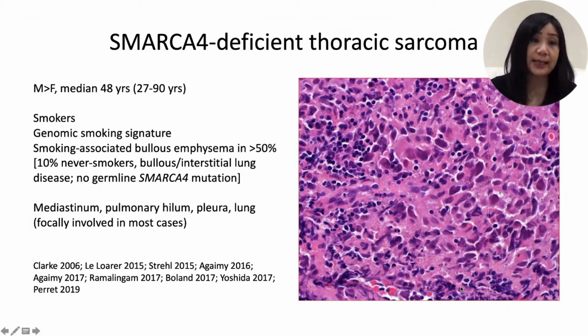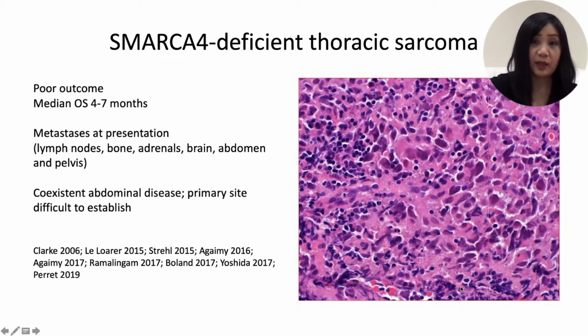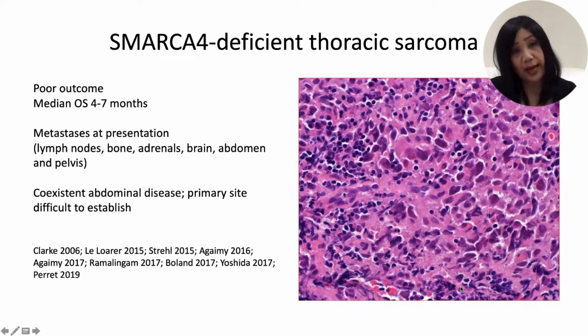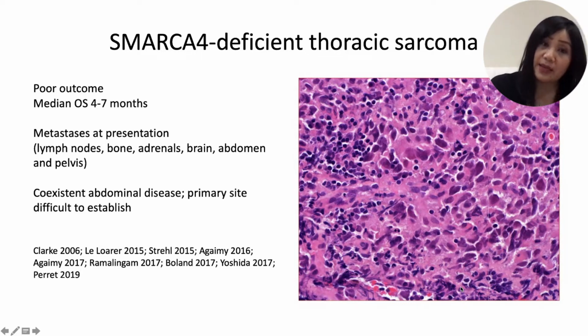These occur within the thorax, in the mediastinum, pulmonary hilum, pleura, and the lung is at least focally involved in most cases. These have a universally poor outcome, with a mean overall survival of between 4 to 7 months after diagnosis, and frequently these patients have metastases at presentation, including to lymph nodes, adrenals, brain, and sometimes these can also metastasize to the abdomen and pelvis. And when there is coexistent abdominal disease, it can be hard to define a primary site of origin.